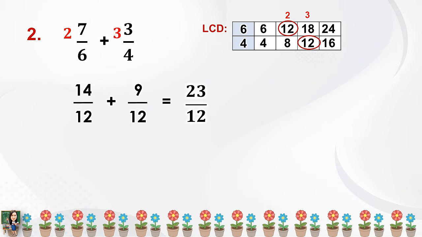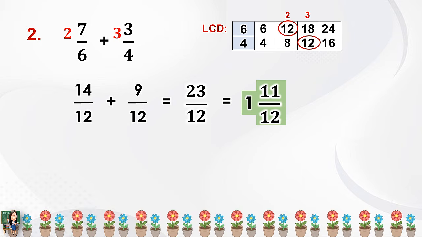So this fraction is an improper fraction. Change it to a mixed number by dividing. 23 divided by 12 equals 1. And there is a remainder, 11. Then copy the denominator 12. The answer is 1 and 11 over 12.